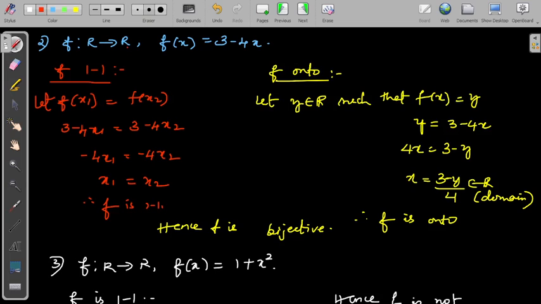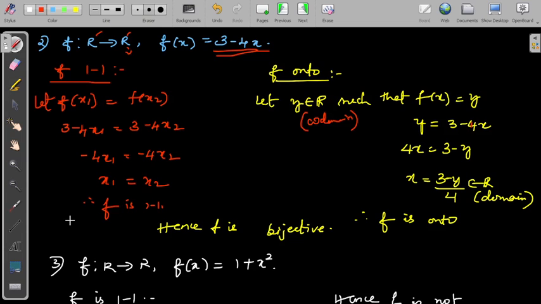For f is onto, take one element from the codomain. Every element of the codomain should have at least one pre-image in the domain. So let y belong to R such that f of x equal to y. Substitute the value of f of x. 3 minus 4x equal to y. 4x equal to 3 minus y. X equal to 3 minus y divided by 4. This also clearly belongs to the domain. Because the codomain and domain are the same here, I am specifying this y is taken from the codomain, and this x belongs to the domain. Because y is a real number, 3 minus y is also a real number, divided by 4 is also a real number. So this kind of pre-image exists in the domain, hence it becomes onto. For every element of the codomain, we have one pre-image of the form 3 minus y by 4, which belongs to the domain. Hence f is bijective.